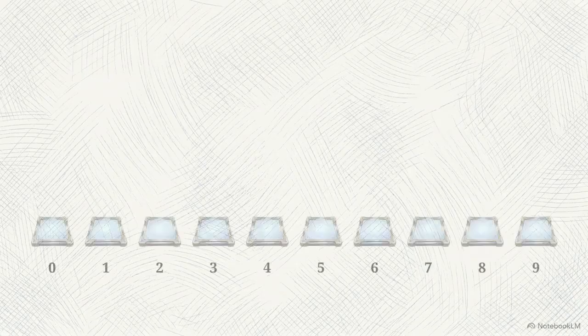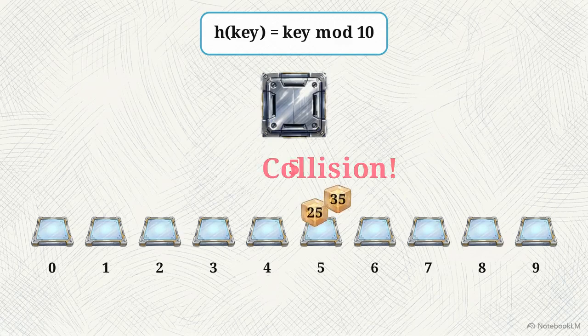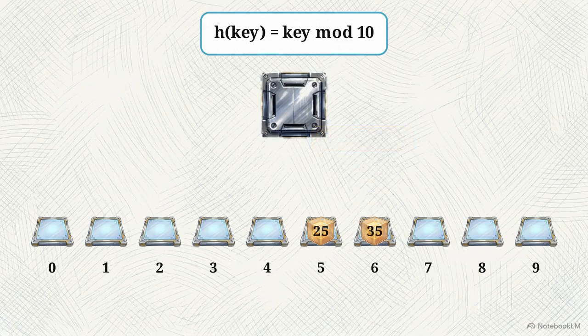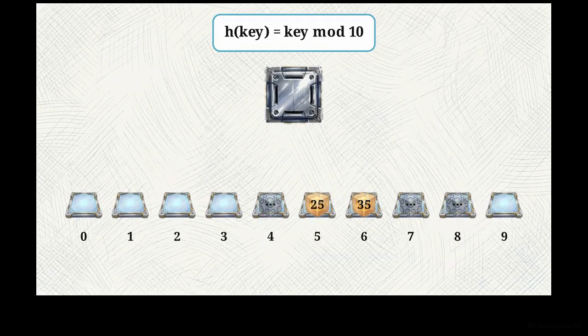Look at what happens when we use a table with 10 slots. If we apply our modulo function to the keys 25 and 35, both return a remainder of 5. When they both attempt to occupy index 5, they clash. This is a collision. We can resolve this using linear probing. Since index 5 is already taken by the number 25, the number 35 simply checks the next available slot. It shifts down 1 space and locks into index 6.